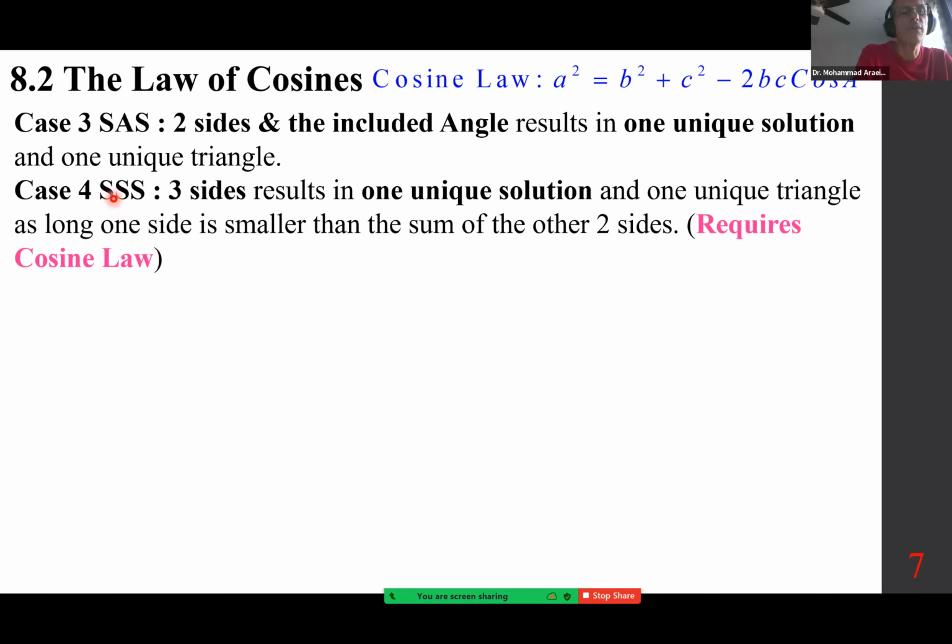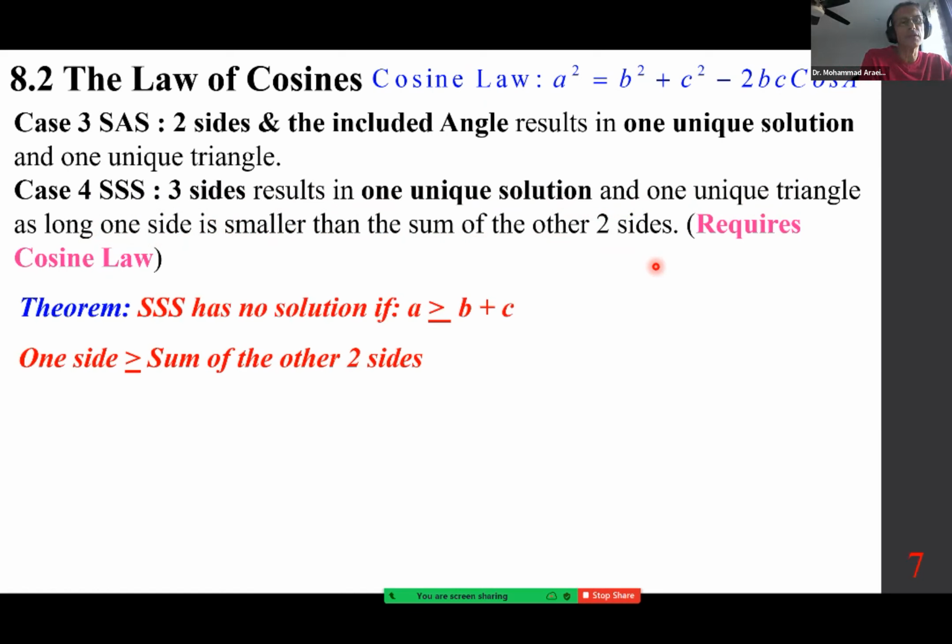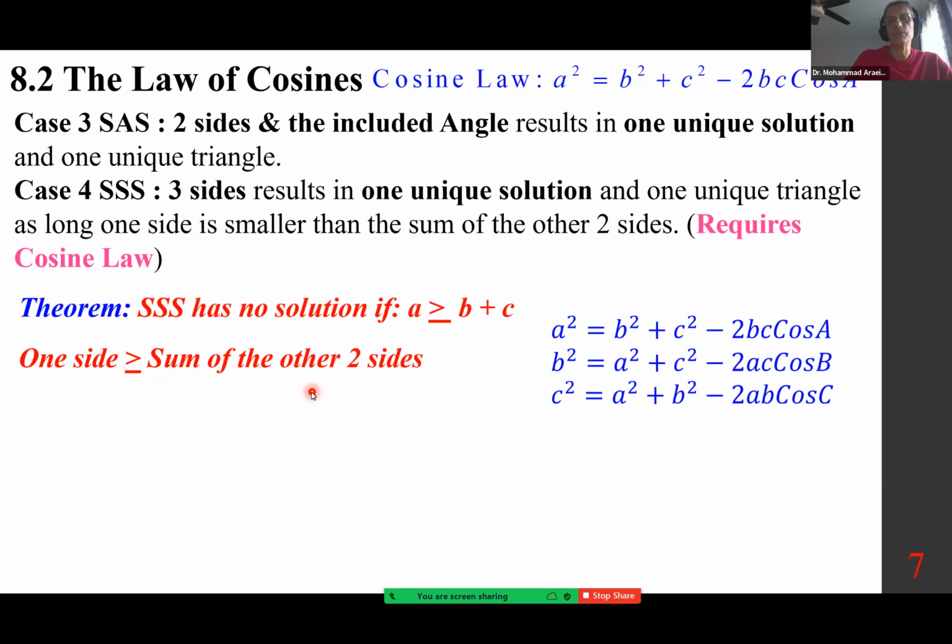The last case, when we have all sides, we have three sides. This results in one unique solution and one unique triangle, as long as one side is smaller than the sum of the other two sides. So the theorem is that it has no solutions if one side is larger than or equal to the sum of the other two sides.